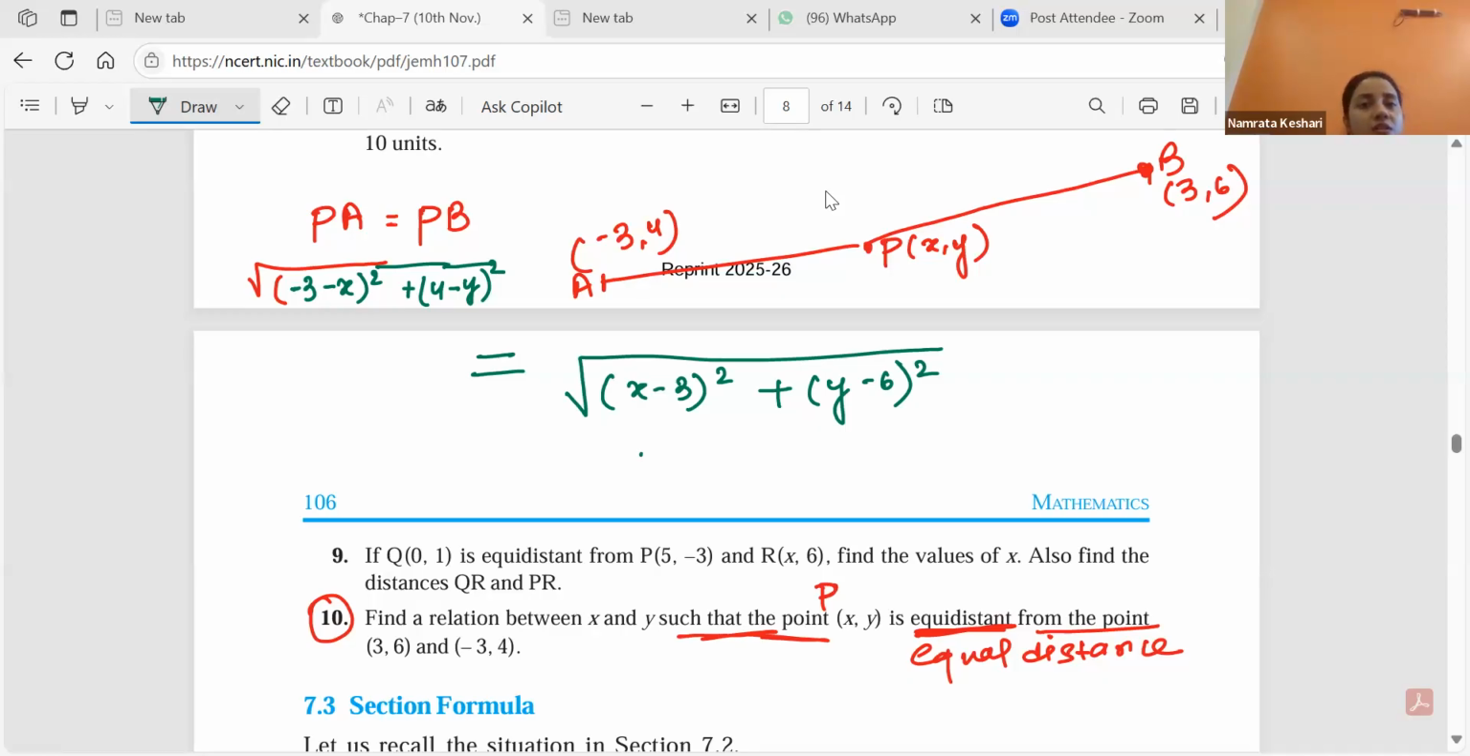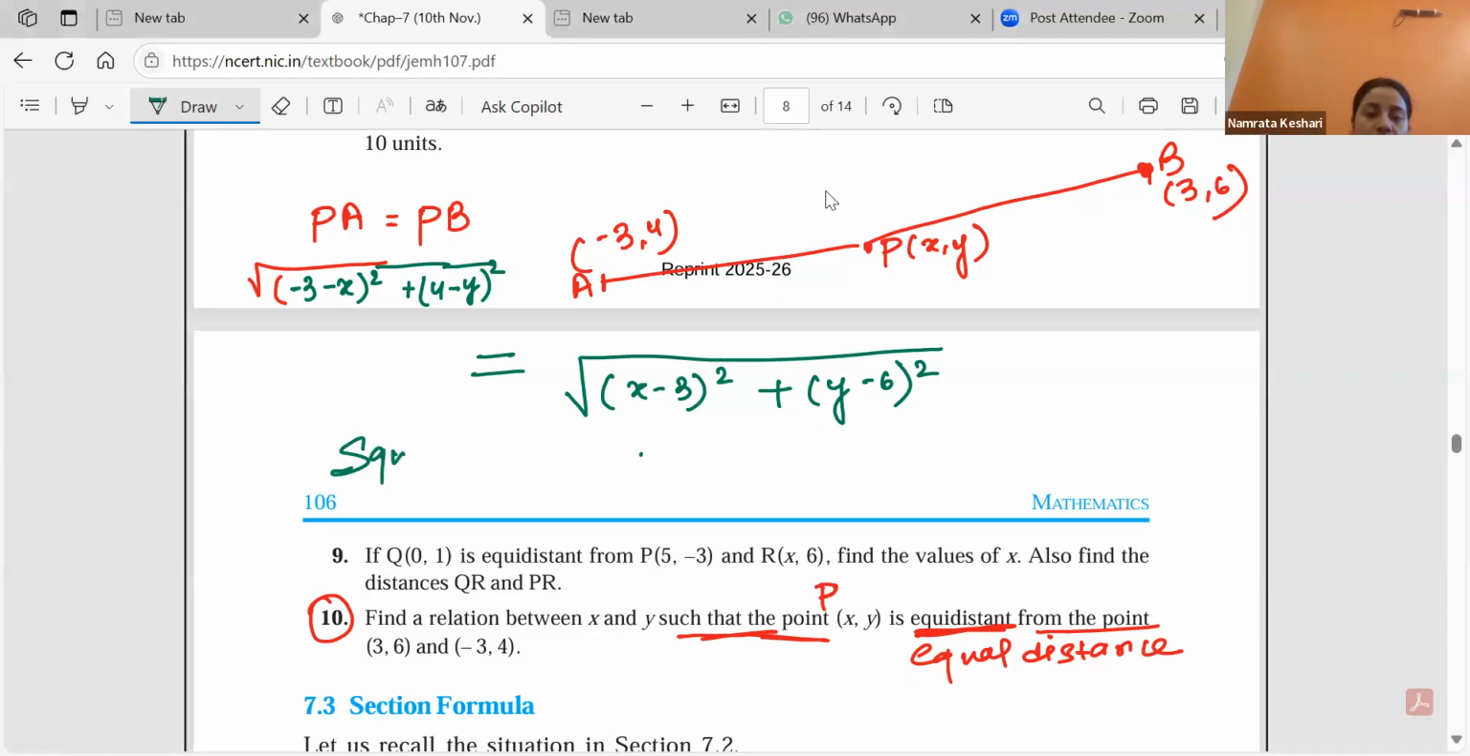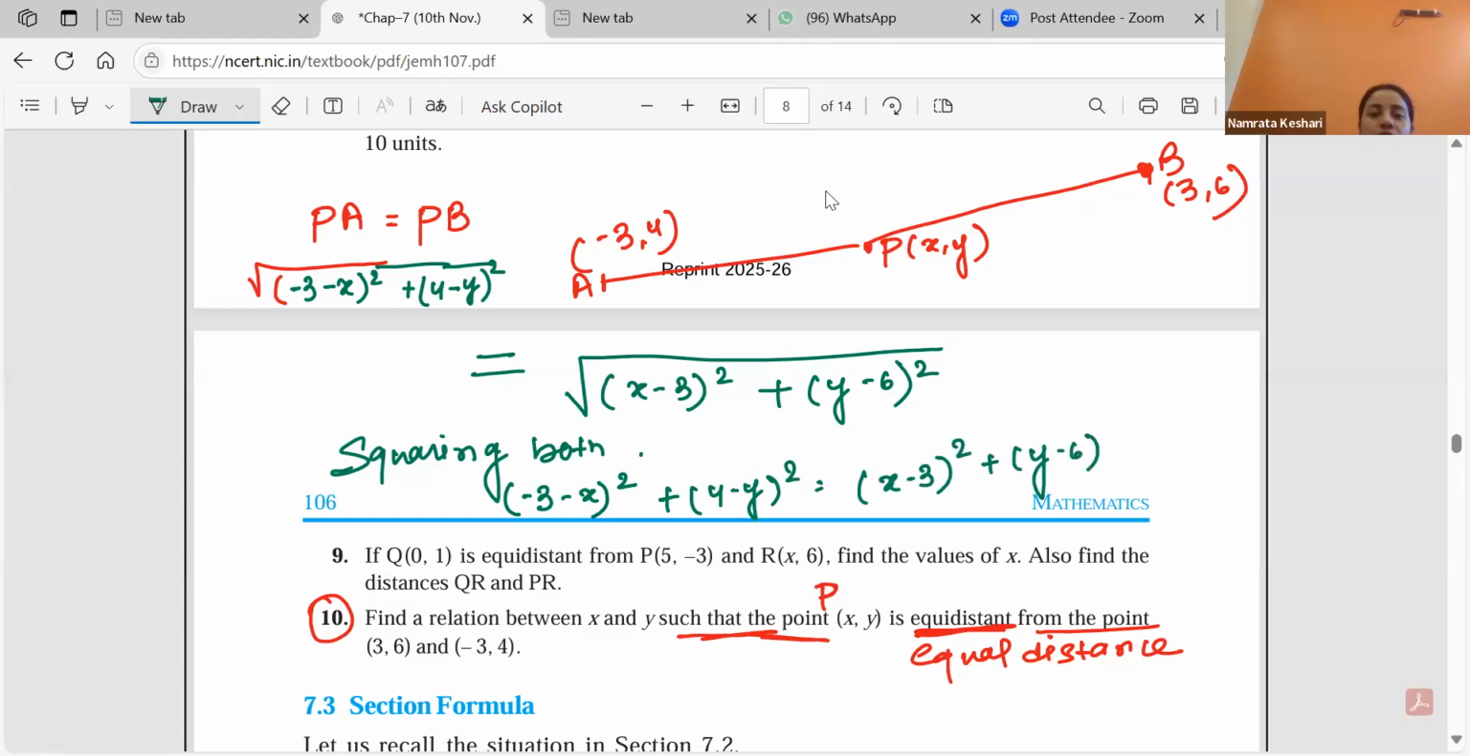Now we are just using the distance formula. x2 minus x1 whole square plus y2 minus y1 whole square. We are getting a square root on the LHS and a square root term on the RHS. Now what we will do is squaring both sides. In quadratic equation chapter, I told you, whenever you have a square root on both sides, you just have to square both sides, and you will end up getting (minus 3 minus x) whole square plus (4 minus y) whole square is equal to (x minus 3) whole square plus (y minus 6) whole square. Getting it?